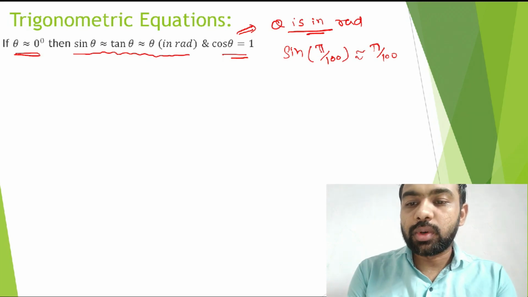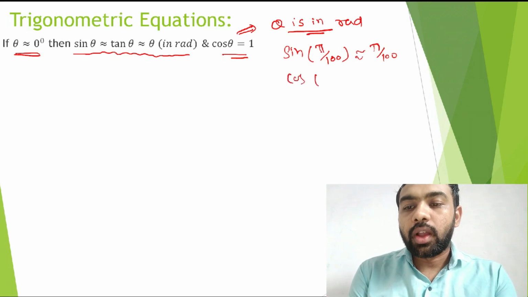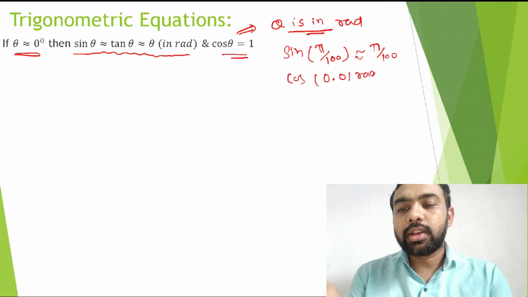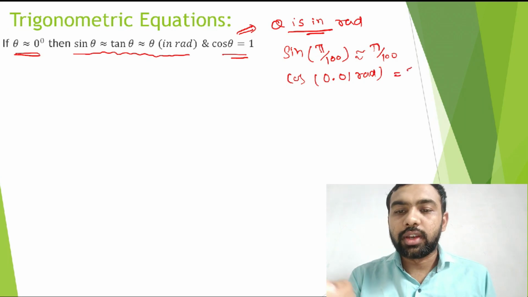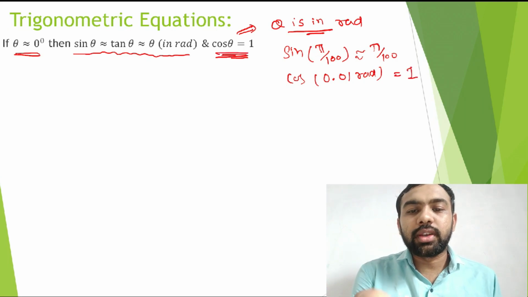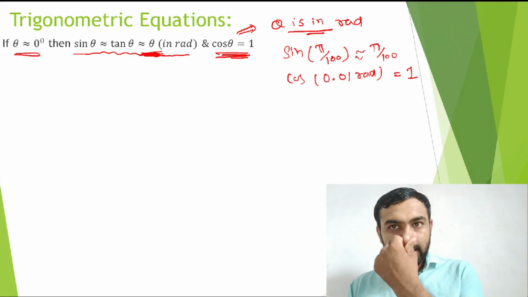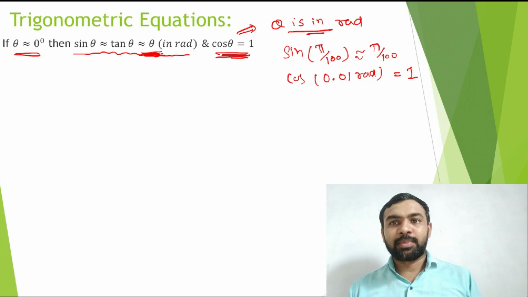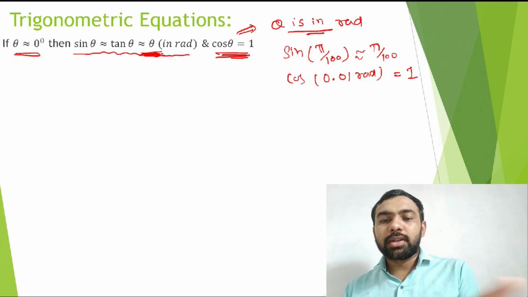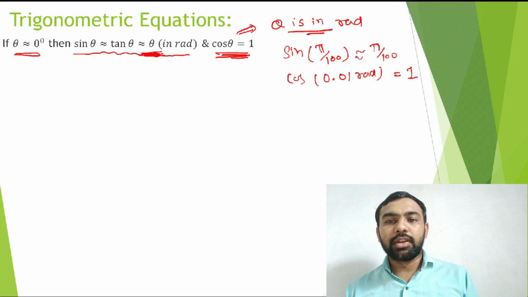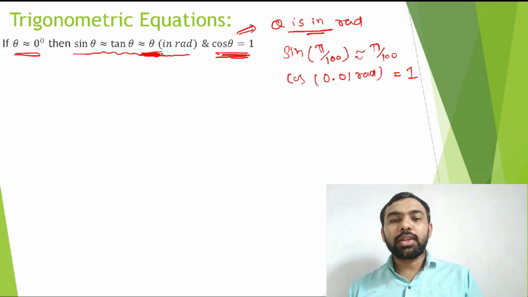Okay. And similarly, suppose you want cos 0.01 radian. 0.01 is very small, so the answer is what? Actually 1. Why? Cos theta is equal to 1 and it is equal to theta directly. But theta must be in radian, otherwise you are not able to write the answer. So in this way you get the final answer. You must remember all these relations given here. Note this in your book properly.